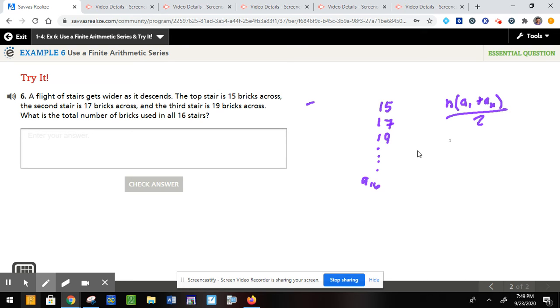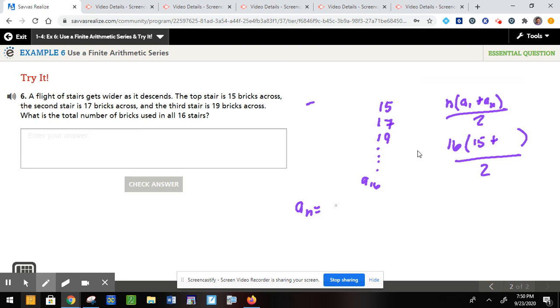So in this case, it's 16 for the number of stairs. The first stair has 15 bricks. We don't know the last number, and then divide it all by 2. So we got to figure out what is a sub 16. Well, in order to do that, we got to write the explicit formula.